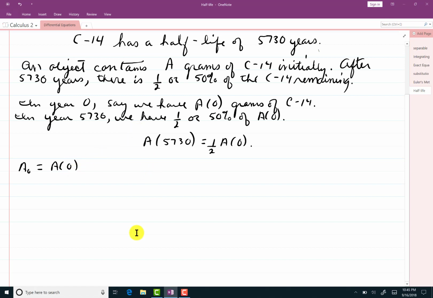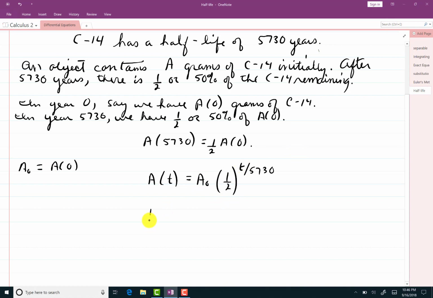Now let's see how much we have at any given time. I can turn this equation around and write A of t equals A sub 0 times 1/2 to the t over 5,730. That way you can see when t is 5,730, this will be A naught times 1/2. If t were 11,460, which is 2 of these, you would have 1/4 of that amount. And we're assuming this is all continuous.